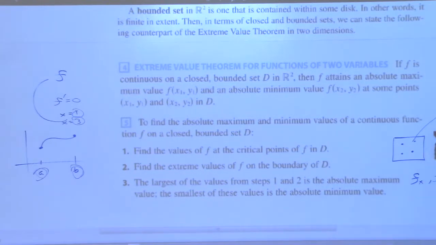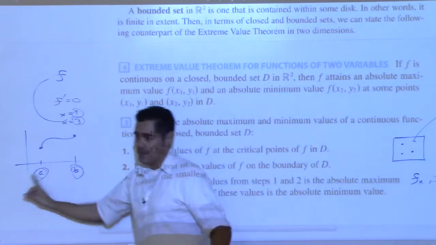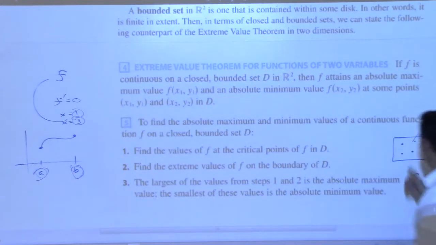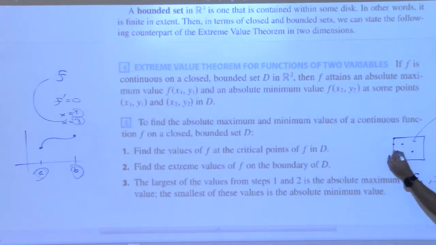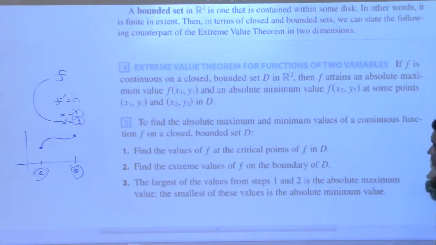But then I have to compare that to the endpoints. But look, your endpoints here are every single point on the boundary, every one of them. And that's not just 2 points, that's an infinite number of points. So it doesn't seem like we'd be able to do this, but we can do it. Just a little harder than it was here.